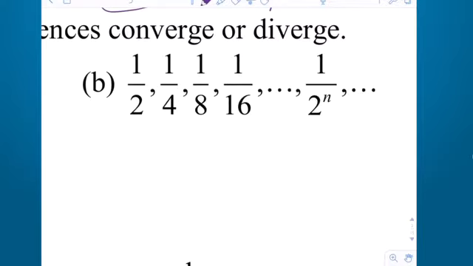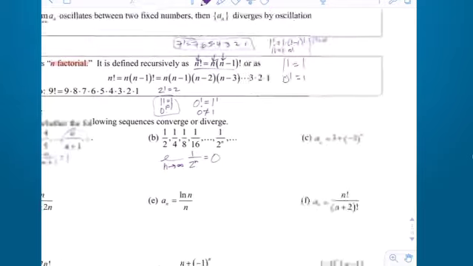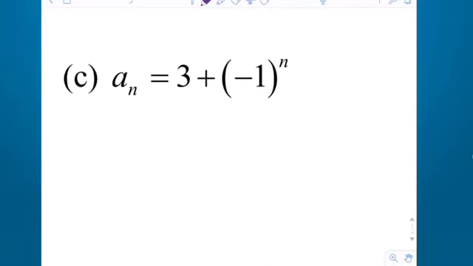Does this sequence converge or diverge? It converges pretty rapidly to what? 0, right? It's kind of the same idea. The top is always the 1. The bottom is exploding really, really rapidly. It's getting pulled down to 0 very rapidly. So the sequence converges to 0. Letter C, how about this one?